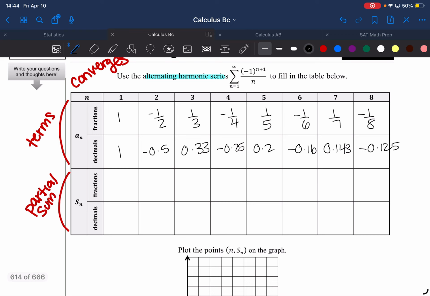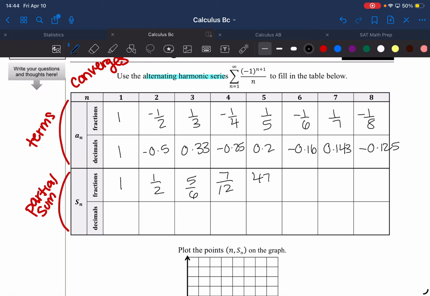Okay, and then for the summation, again, if we're looking at the very first one, s sub 1 would just be 1 because it's all the values before. Okay, and there's no values before, so it's just 1. S sub 2 would be us adding the first two. So 1 plus negative 1/2 is positive 1/2, and then so on and so forth until you got to the end. So these are the values.